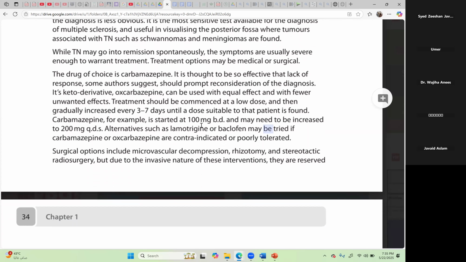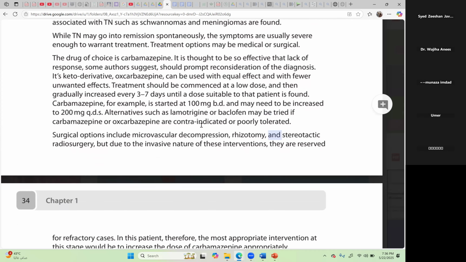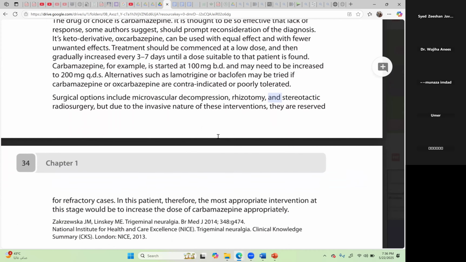That's the word. Its keto derivative, oxcarbazepine, can be used with equal effect and with fewer unwanted effects. Whenever you are reading any medication, you should be knowing the mechanism of action. You should be knowing the side effects, especially correlation with the anesthesia. That is the rule. So, 100 milligram BD, and then it may be increased to 200 milligram, and lamotrigine or baclofen may also be used if it's contraindicated or poorly tolerated.